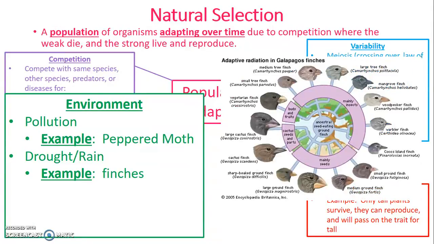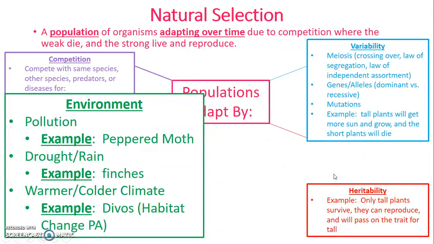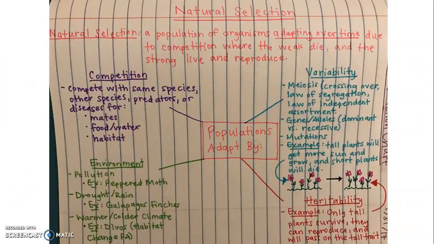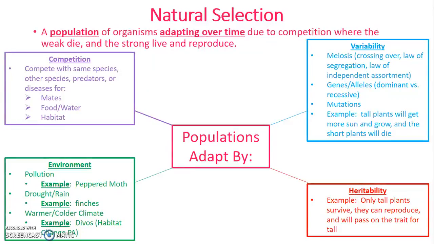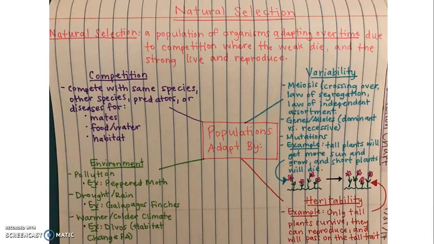So then here's all of the different finches, and you can see their different beak sizes. And then lastly, warmer or colder climates, and that was an example from your pre-assessment on DEVOs. Remember, DEVOs are just made up, but it was an example to start thinking about what really happens to them. So here's our final chart, and here's an example of it in my notebook. So go ahead and pause and record this in your notebook.